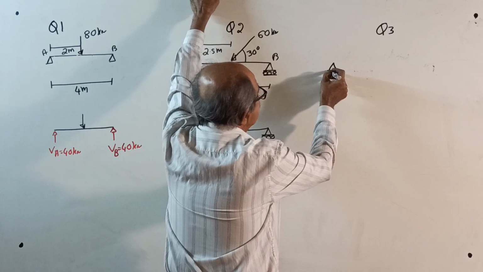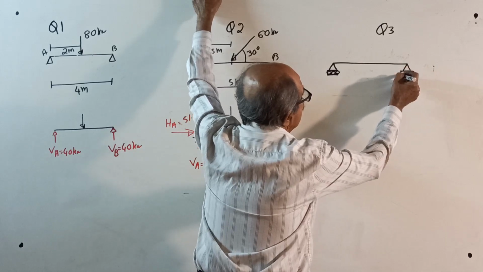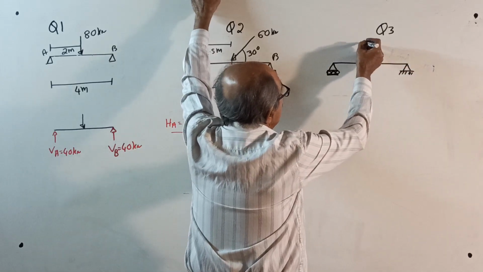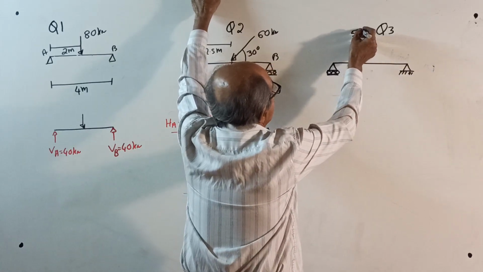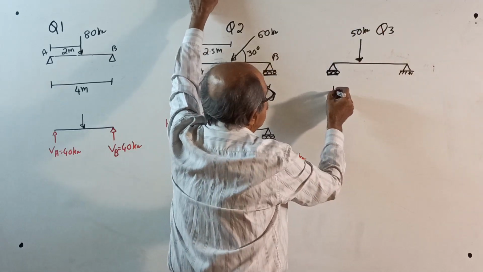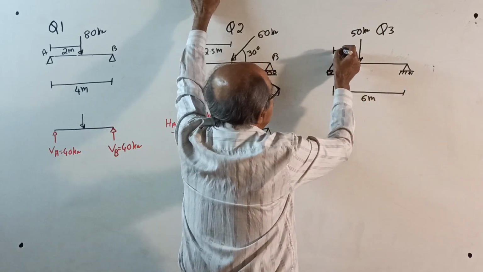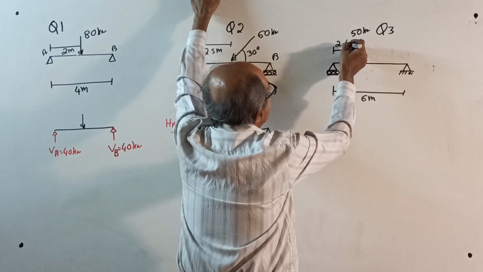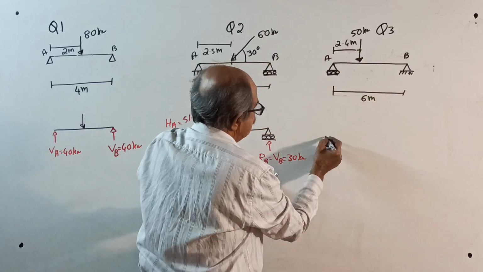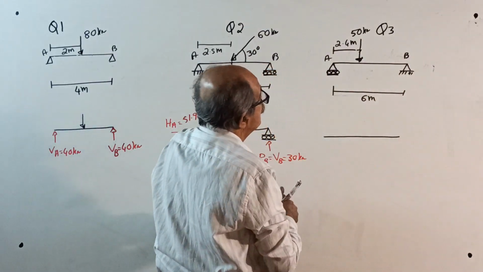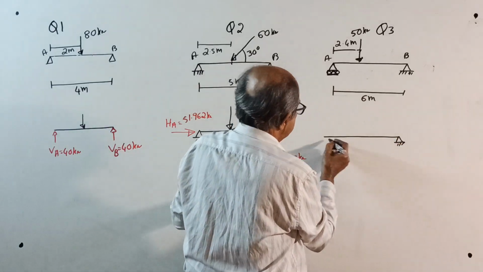I will put a roller support here. Hinged support here. And I will give one vertical load. That's all. Nothing else. 50 kilonewton. The span of the beam is 6 meter. From here to the load is 2.4 meter. This is A, this is B. The answer is, see, I should show support here. Hinge and roller.